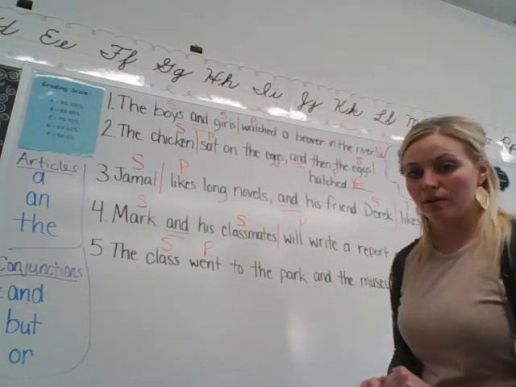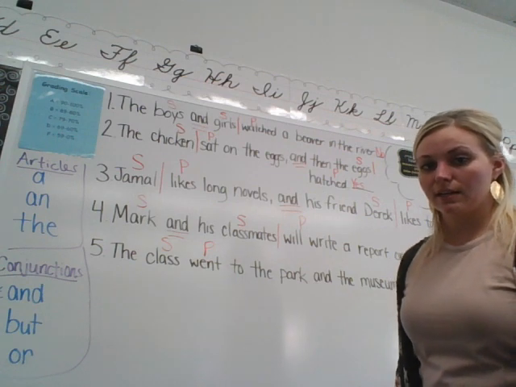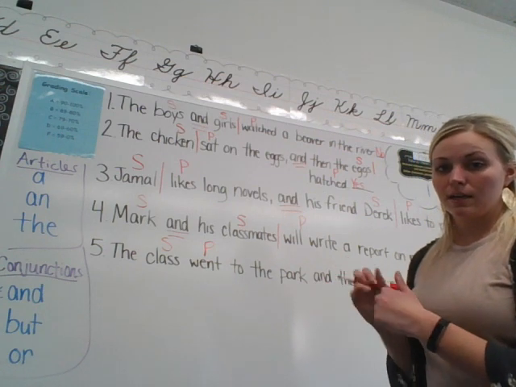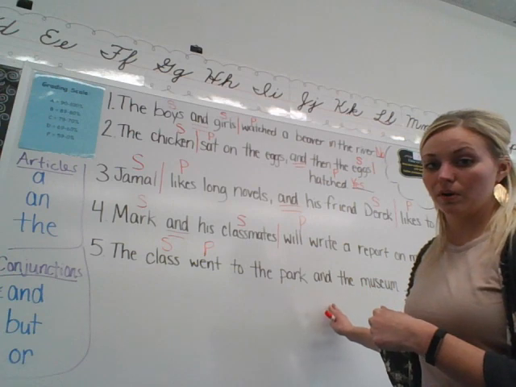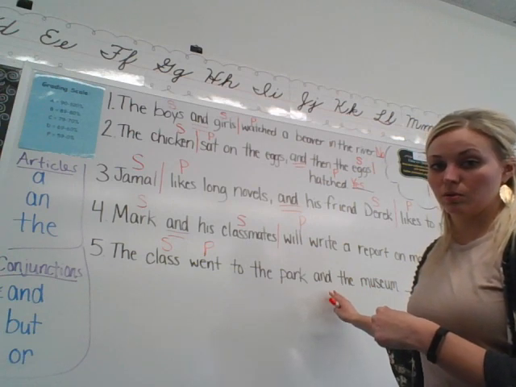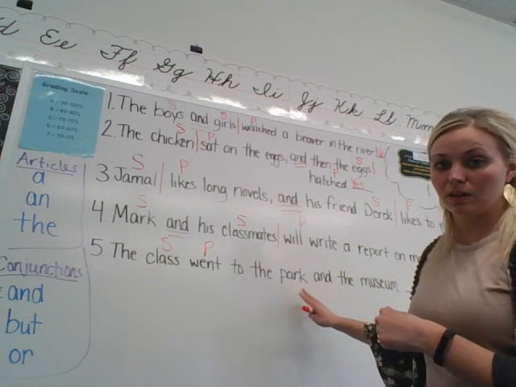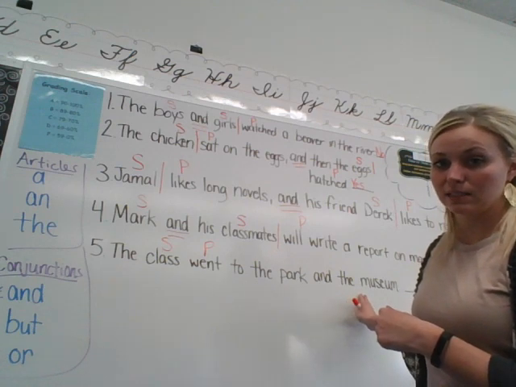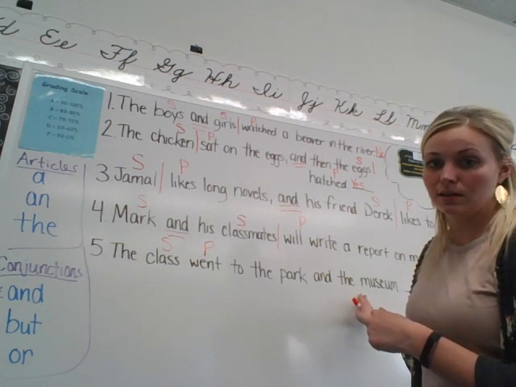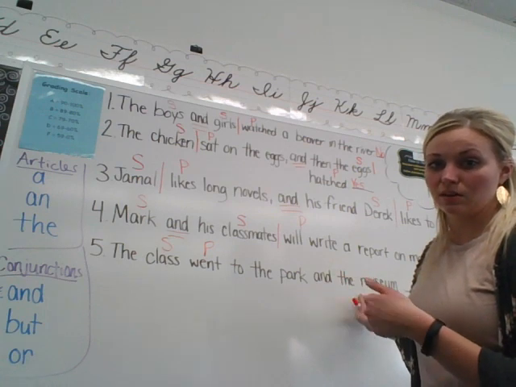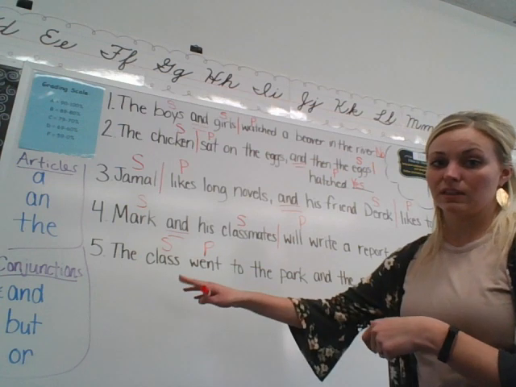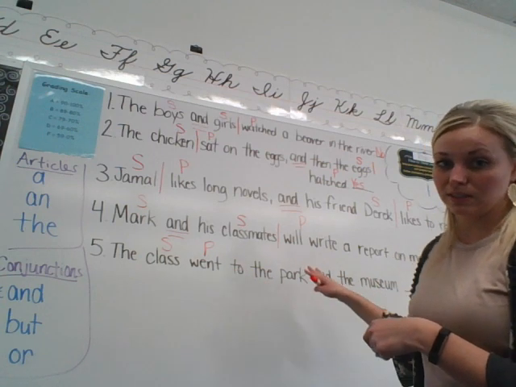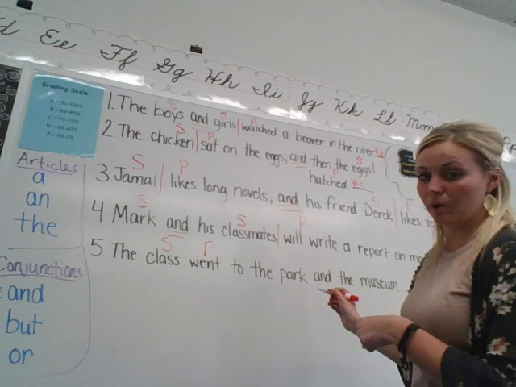Now, our conjunction is conjoining two different places, but the places are not the subject of the sentence or the predicate of the sentence. So we don't have to mark anything, even though the word "and" is conjoining them together. So we're just going to mark "and." We don't need to mark the park or the museum because that is not the main focus of our sentence. There are two different places that they're talking about, but that is not what our sentence is focusing on. It's focusing on the fact that the class and then the predicate went somewhere, right? Okay, so we'll mark "and."